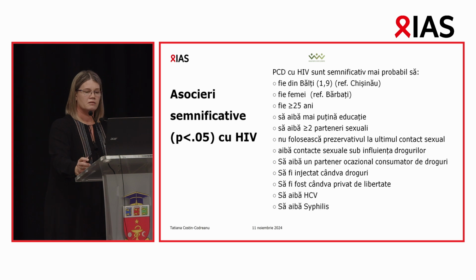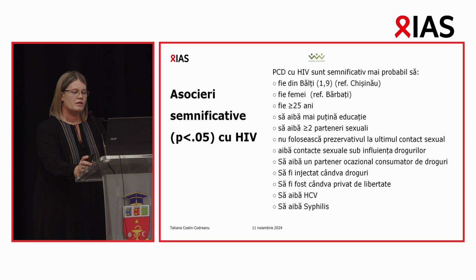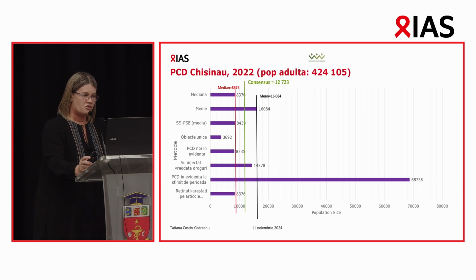Because the recorded HIV prevalence during this study was quite high, we have done a bivariate weighted regression in order to examine the values with which the HIV positive persons associate. This analysis has shown that the non-injectable HIV positive drug users were mostly from Belts and not from Chisinau, and more often they were women and not men. And their age was more than 25 years. They have had multiple partners. They didn't use condoms during the last sexual contact. They have had sexual contacts while being under drugs. And they have injected drugs some time in their life and have had hepatitis type C.